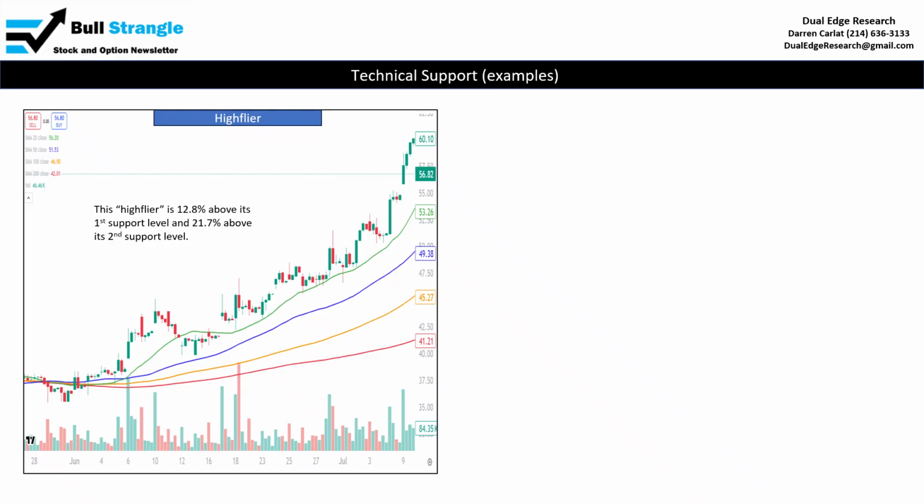All right, here is a visual example of what we're looking for. On the left is a high flyer stock. This high flyer is 12.8% above its first support level and almost 22% above its second support level. Now you can see this has a great looking chart. Again, lower left to upper right. I mean, what's not to like about the stock? The problem is it's way ahead of any support levels.